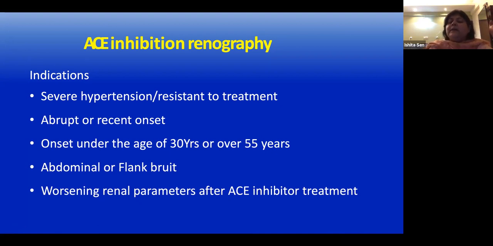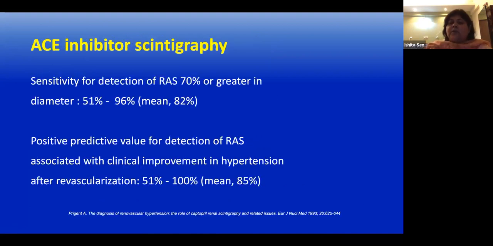angiographies. But the advantage of using ACE inhibitor renography is it does not just look at macrovascular or large vessel renovascular pathology, but it also looks at small vessel renovascular pathology, and it often helps the clinician to guide whether this patient should be placed on an ACE inhibitor or not.